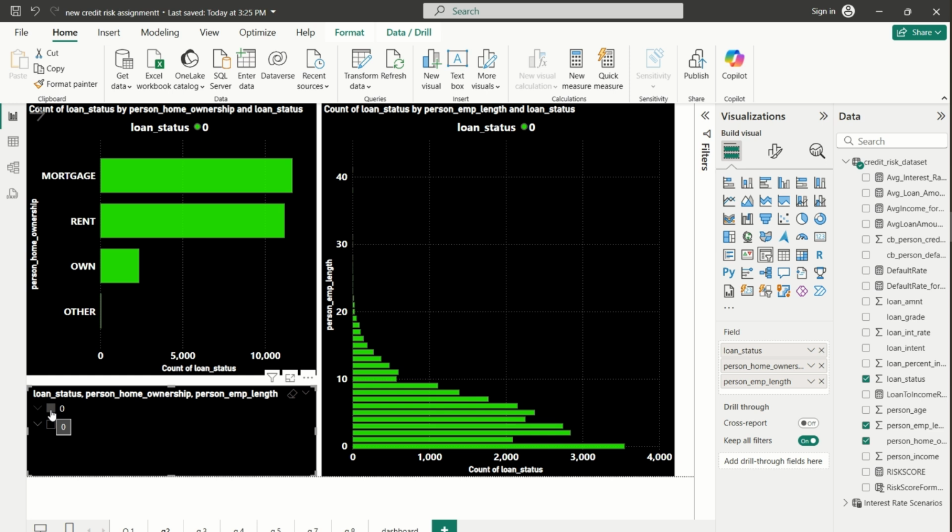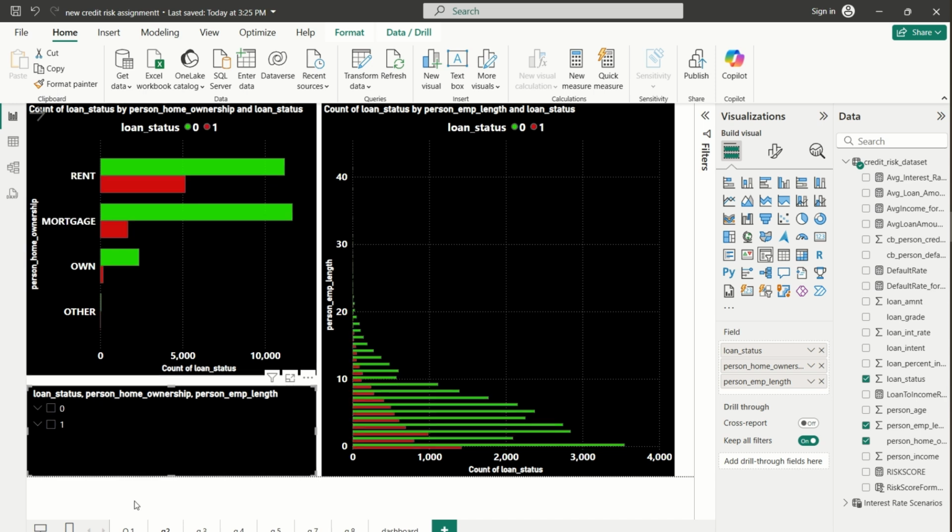Now, as you can see, renters have higher default risks because most defaults come from renters, showing financial instability. Then longer employment means lower default risks, where job stability is linked to fewer defaults. Also, bank can request additional guarantors or higher interest rate for applicants with 0 years of employment or renters.